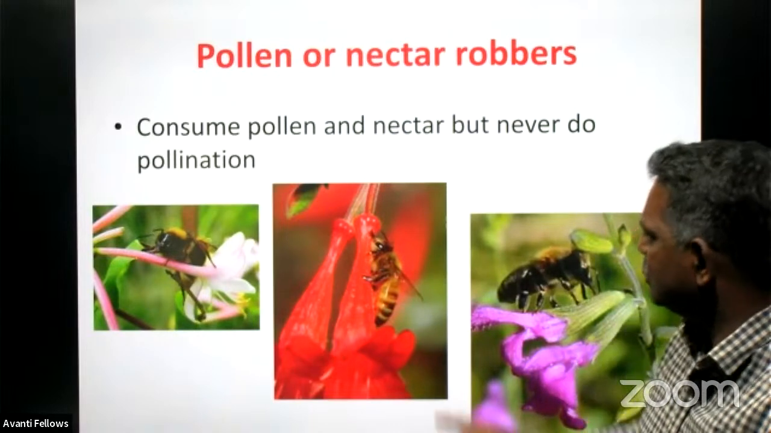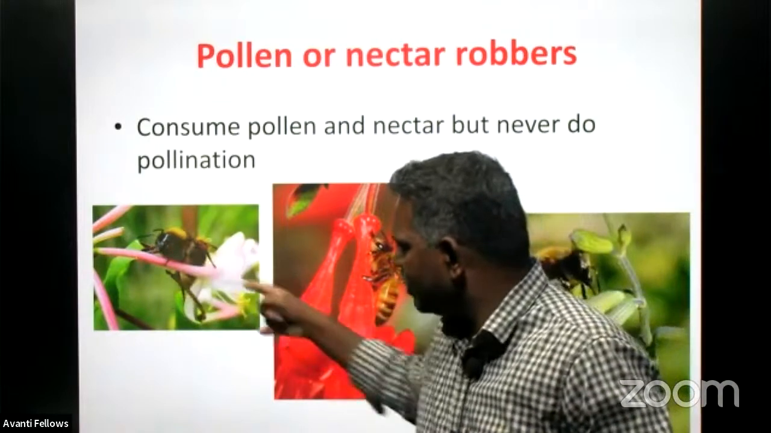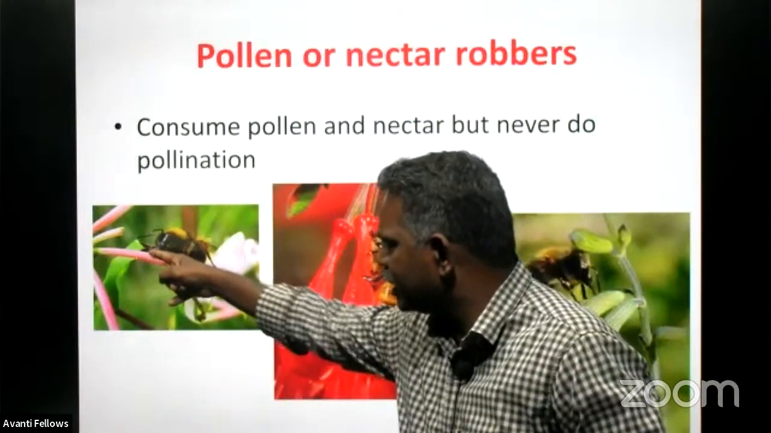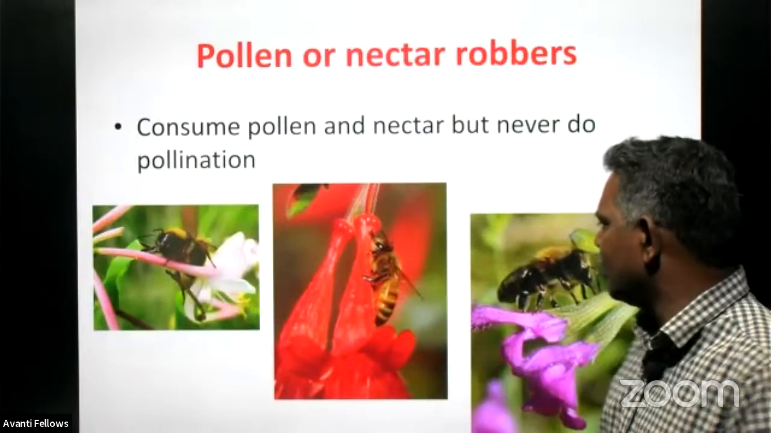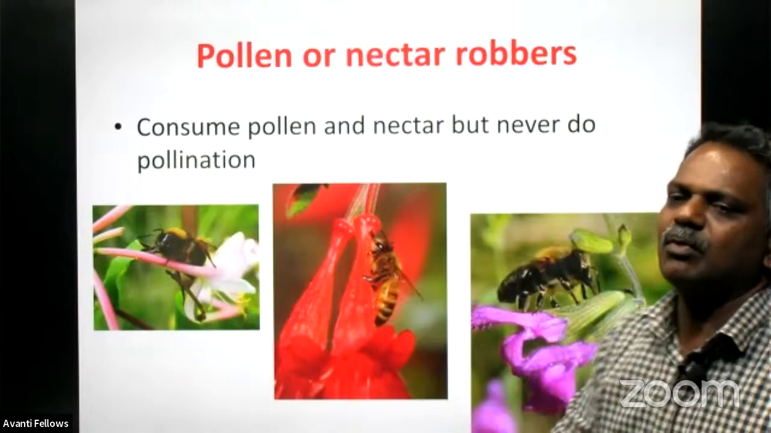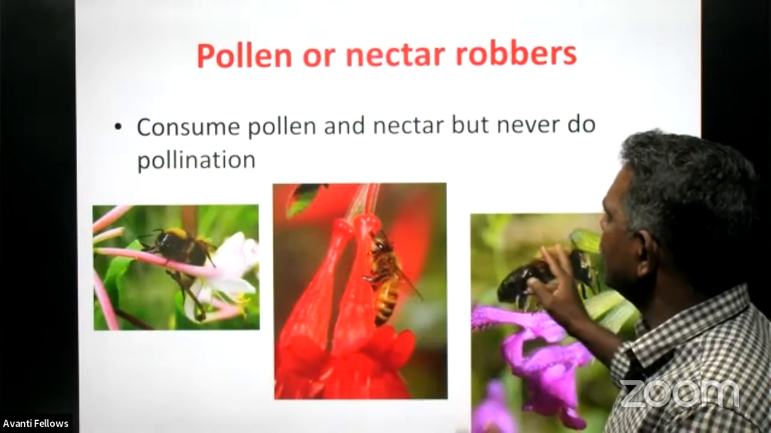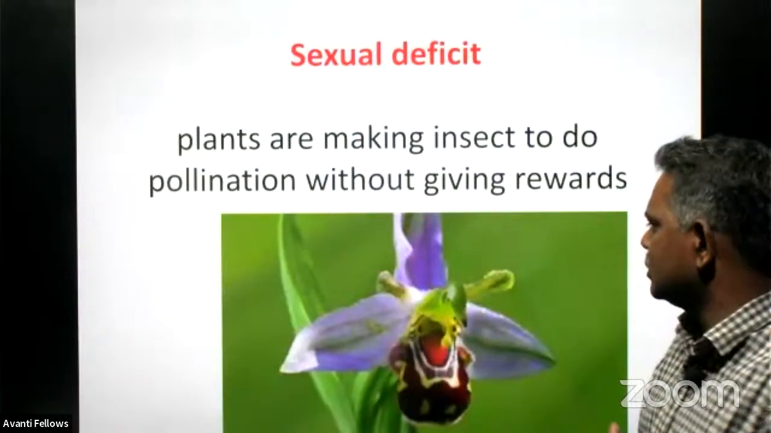This insect, you see, is collecting the nectar, not from here. It is making a small hole here and sucking nectar directly from the flower, never involved in the process of pollination. We call them the nectar robbers or the pollen robbers.